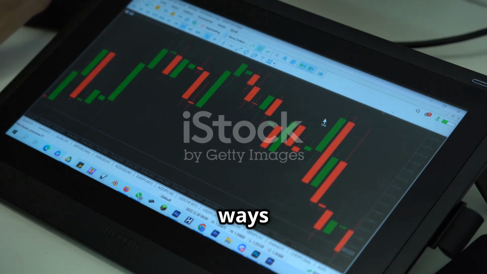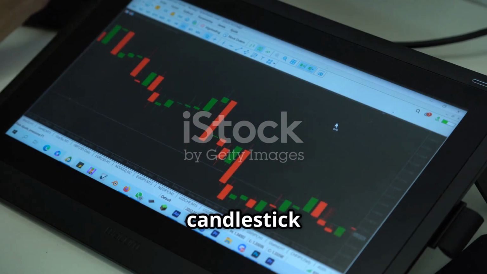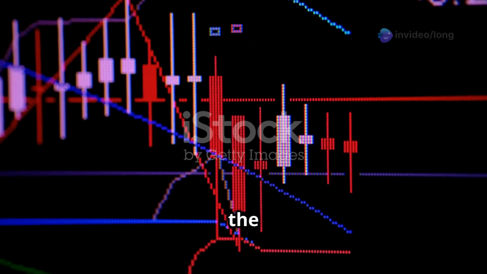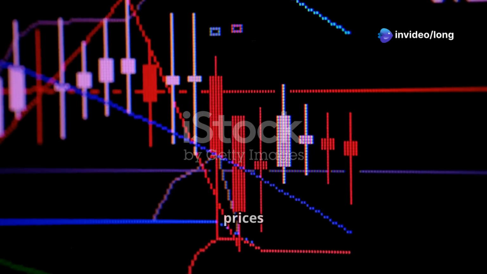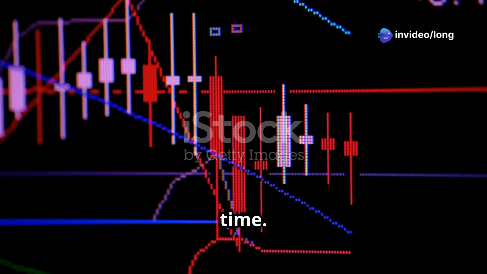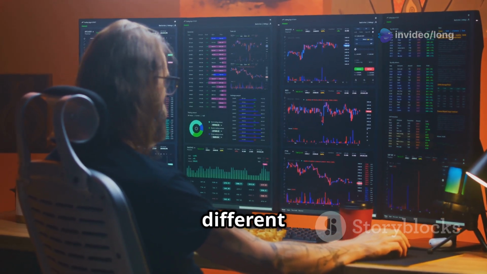One of the most common ways to see fractals in finance is through candlestick charts. These charts show the opening, closing, high, and low prices of a stock over a specific time. Look for repeating patterns across different time frames.